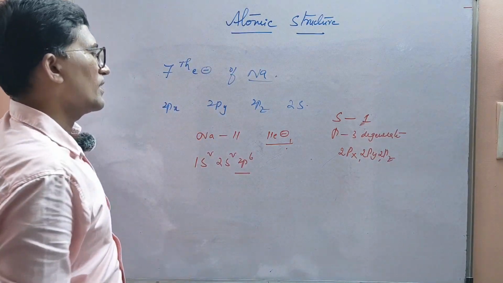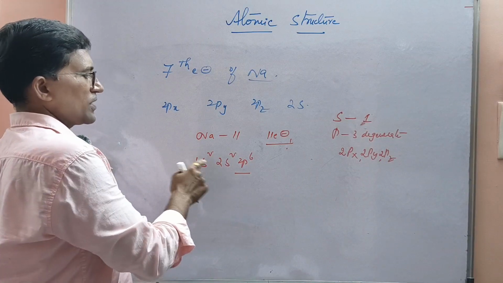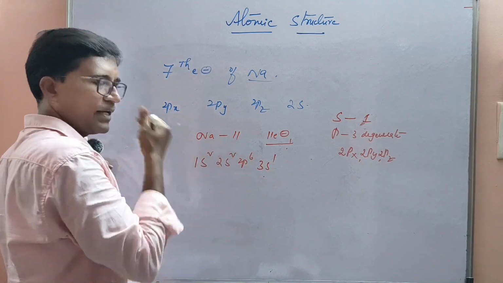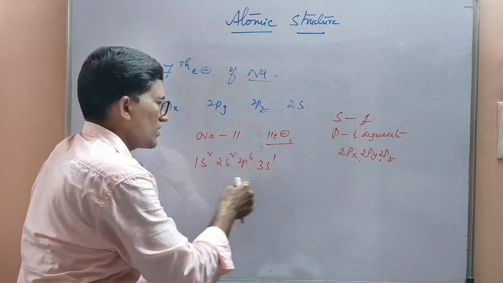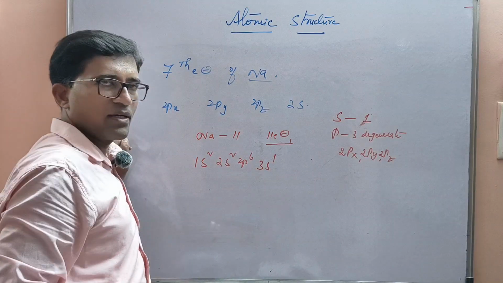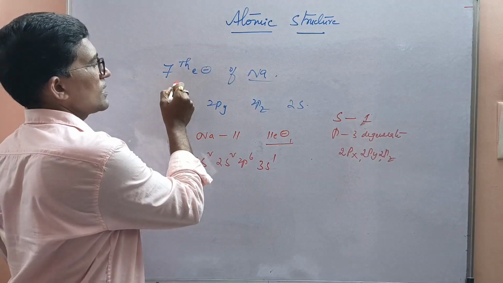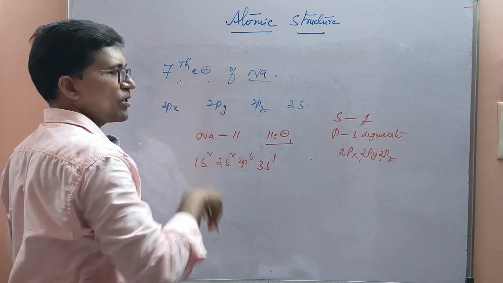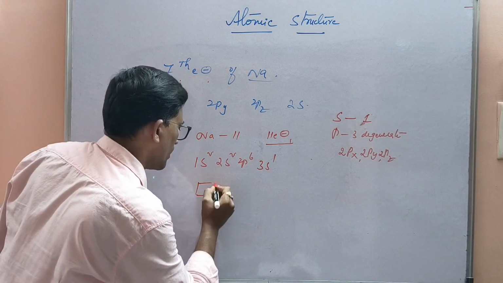Now if you write the configuration of sodium, 1s2, 2s2, 2p6, this is actually followed by 3s1. Sodium atomic number is 11. It contains 11 electrons and the configuration is 1s2, 2s2, 2p6, 3s1. So a total of 11 electrons are there. We should understand the question here. He is asking which orbital the 7th electron occupies in sodium. That is the question. Now, according to Hund's rule, we should follow this.